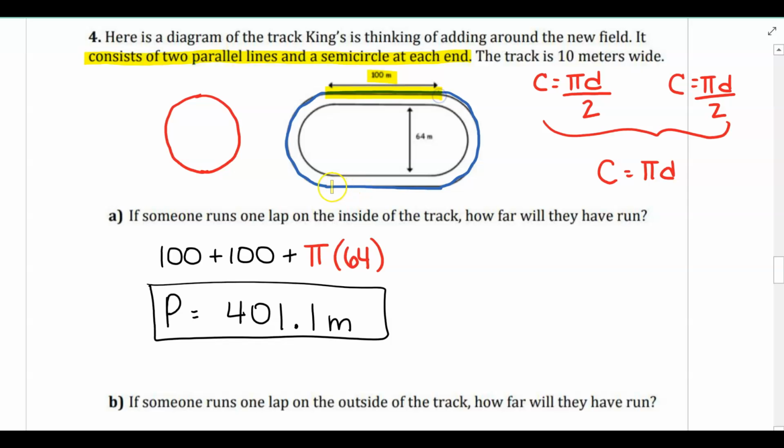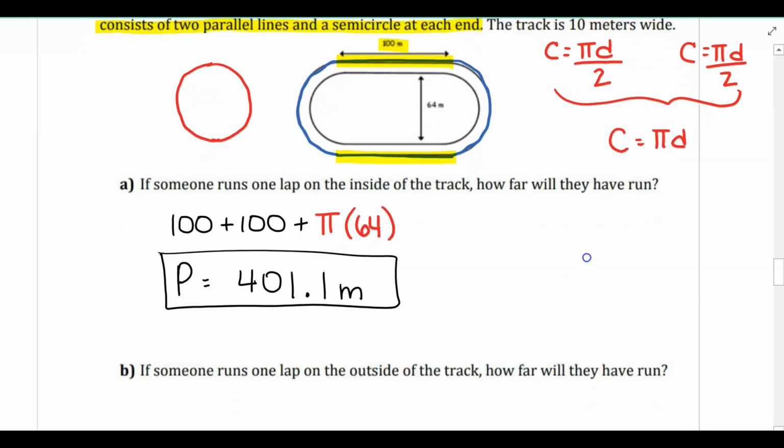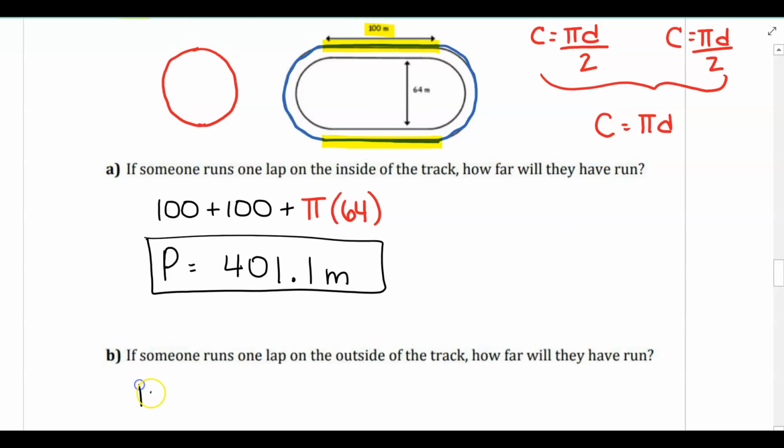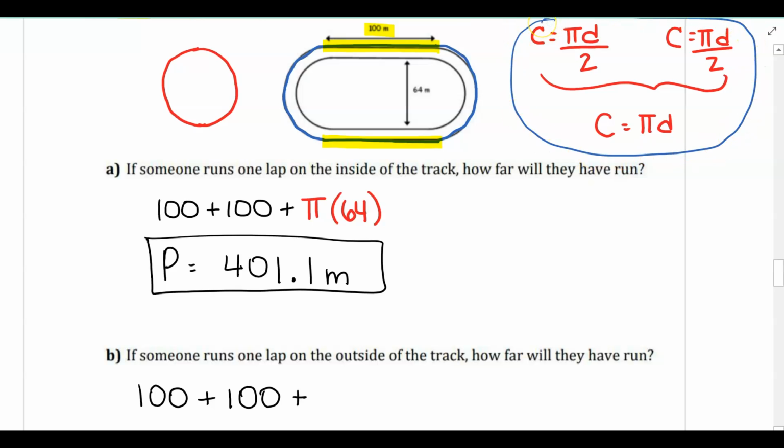My 2 parallel portions are still the 100 meters. So I still have 100 plus 100. And then I, again, want the circumference of the semicircles. And just like on question 4a, if I'm taking the circumference of 2 semicircles, it's the same thing as taking the circumference of 1 big circle, right? 2 semicircles combined make 1 circle. So I'm still just generally looking for pi times diameter. But now I need to be mindful of what the diameter is.